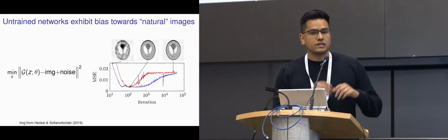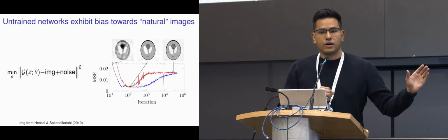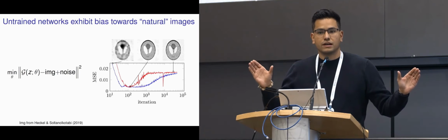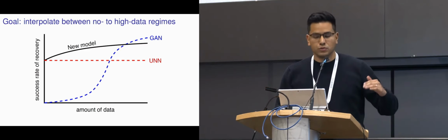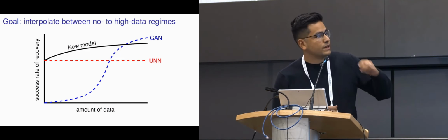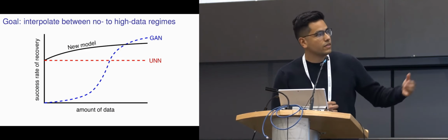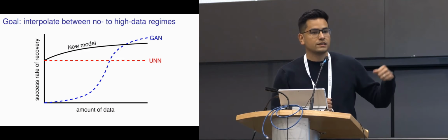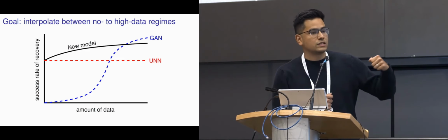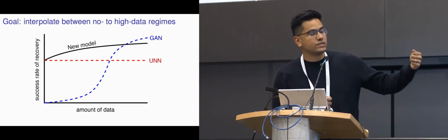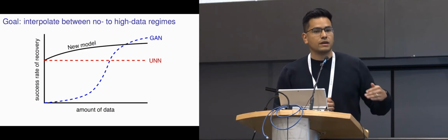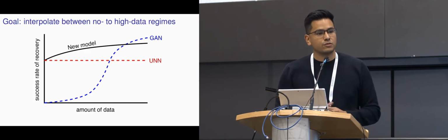Right? So based on these two different approaches, having a generative model for your image prior or having these convolutional neural networks that are randomly initialized, what I want to do is interpolate between these no to high data regimes. Right? So what I'm interested in trying to do is basically I want to create a new model that performs just as well as untrained neural networks with no data whatsoever. And then as you feed it even a small amount of data, its recovery success starts to improve. Right? And then hopefully over time, as you increase the amount of data, maybe it gets just as good as a GAN, but we'll see what ends up happening.